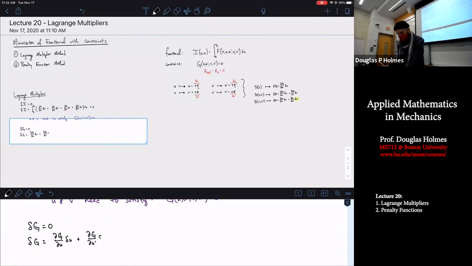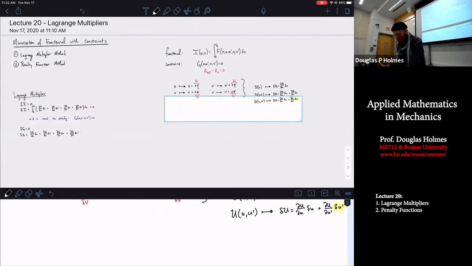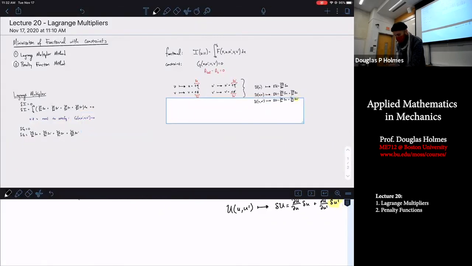Just for clarity, and this might be obvious to you, but in case it's not, there are, and I'll pull this over here, and I'll go back in just a second, D of something, ordinary derivative. That means that you're taking the derivative and there's only one independent variable.